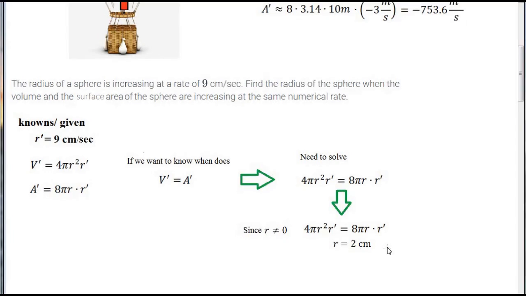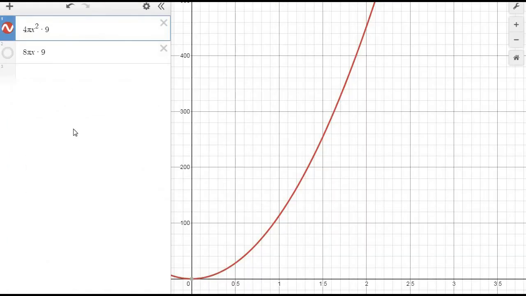At this point, ladies and gentlemen, I want to draw your attention to the fact that we can validate our numerical answer, our analytical answer, in a graphical way. If we were to go to Desmos and plot v prime and a prime, the red graph represents the function for v prime, and the blue graph represents the function for the rate of change of area. And guess where they intersect? They intersect at (2, 144π). Well, the x address of this point of intersection is indeed our answer. So how cool is that, right? Also, please remember this number, 144π. We're going to see that in just a moment.